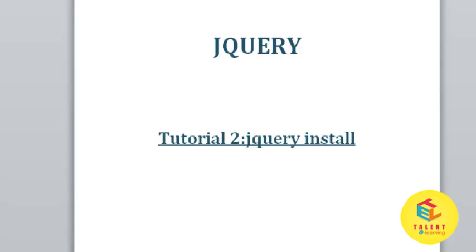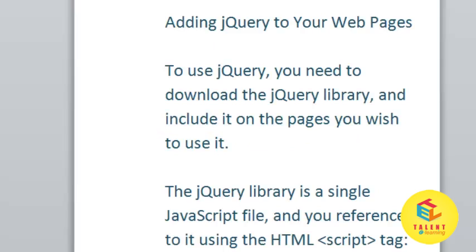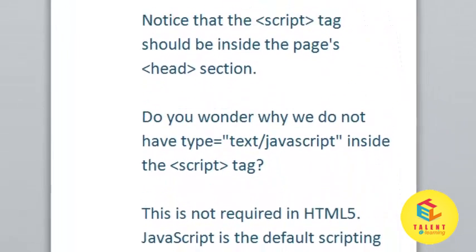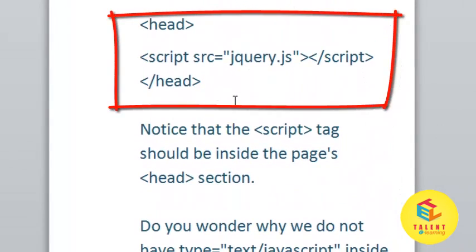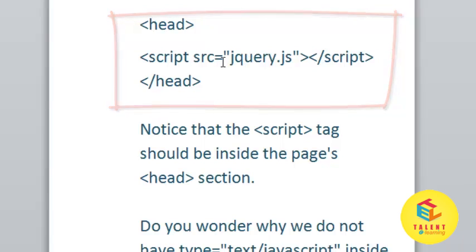In this tutorial, we will see how to add jQuery library into our web page. To use jQuery, you need to download the jQuery library and include it on the pages you wish to use it. The jQuery library is a single JavaScript file and you reference it using the HTML script tag. This is the same as adding an external JavaScript file into your page. In your head section, just write script tag, then source, and the name of the file.